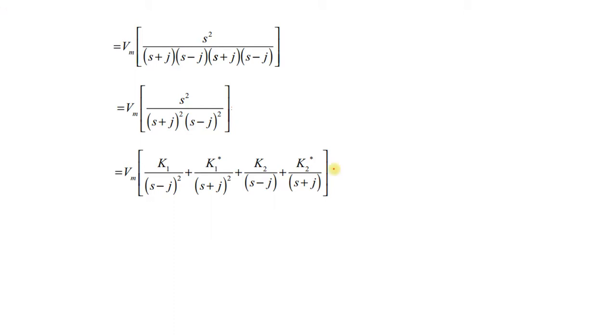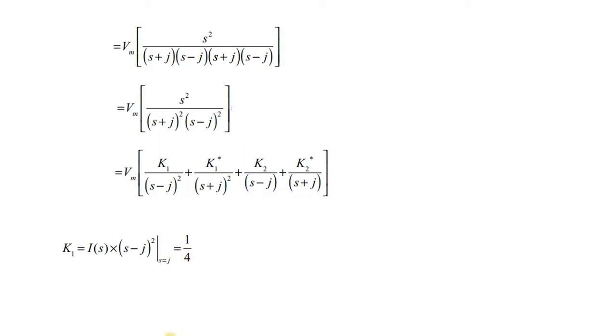If I want to find the value of k1, then I substitute s equal to j. If you substitute s equal to j, the terms with k1 conjugate and k2 will cancel, and the remaining term will be present. So here, substituting j, it is j plus j, which is equal to (2j) the whole square. If you simplify this, you get the value of 1 by 4.